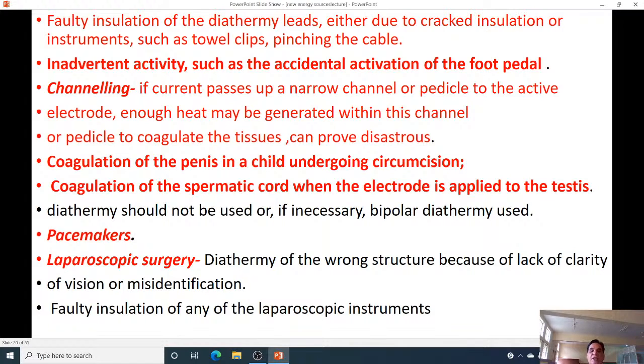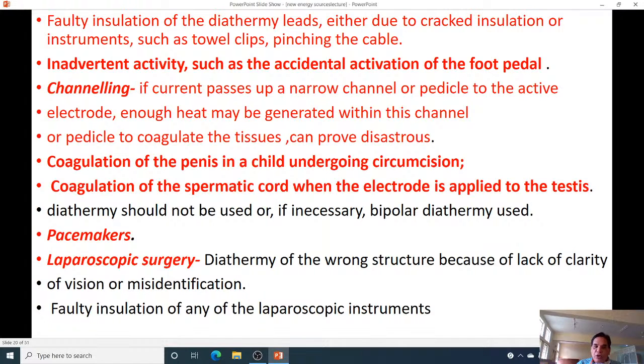Another complication is what is called channeling. This channeling has a very important role, particularly in monopolar. What is it? Whenever the current goes to the large return pad through a narrow channel, that means our pedicle, there will be more heat generated within this channel. Before going to the negative pad or ground pad, heat is generated in the small channel. What will it do? Again, it will coagulate the tissues in its own way, accidentally. Our purpose is not so. But this can prove disastrous.